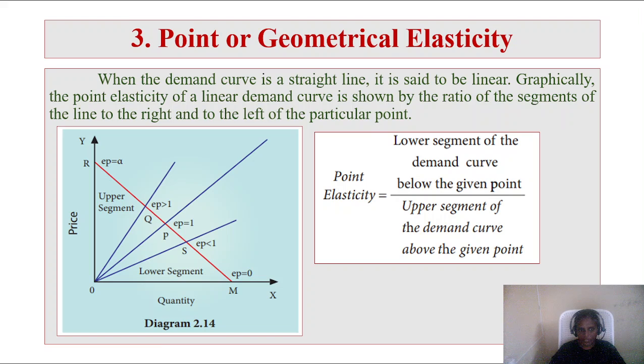Okay, so whatever we have seen in the outlay method, only two things are added to that: the lower segment and the upper segment. That upper and lower segment we call point elasticity, or the geometrical elasticity of demand.